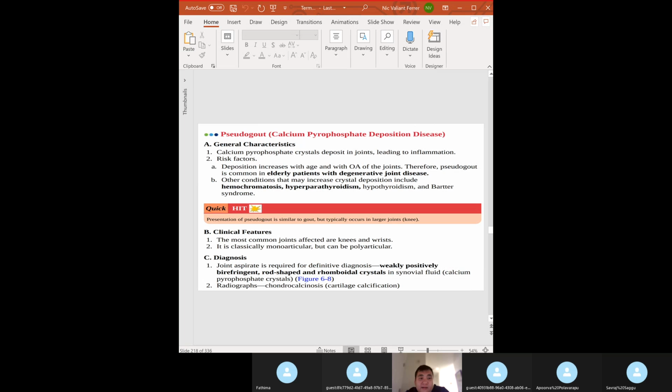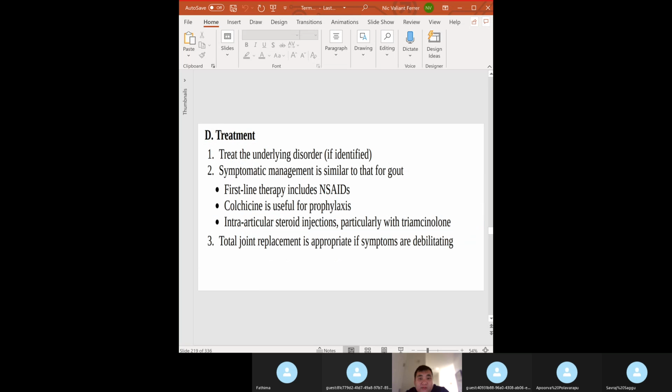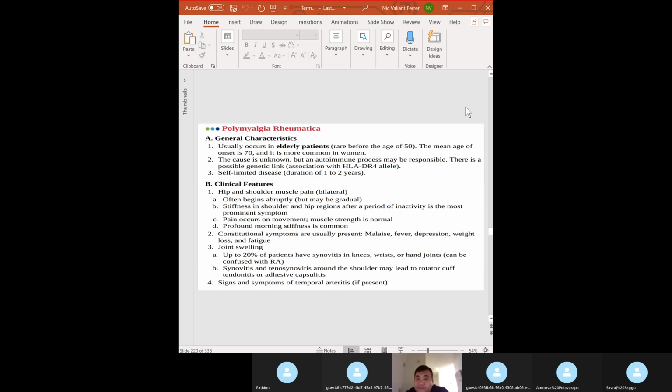So pseudogout, what's the difference with this one from gout? This one has weakly positively birefringent rod-shaped and rhomboid crystals. That's high yield. They typically occur in larger joints like the knee. Contrast that with gout, which has a predilection to the great toe of the foot, commonly called podagra. So what's the treatment for pseudogout? Treat the underlying disorder. First line is always, high yield, NSAIDs, colchicine for prophylaxis, and intra-articular steroid injections.